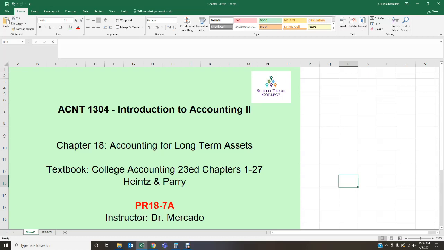Now, this week covers accounting for long-term assets. In this chapter, we're going to learn about different types of long-term assets, whether they be tangible, which are assets that have a physical substance, or intangible assets. This could be like patents, copyrights, trademarks, franchises, and goodwill. So we're going to learn about both types of long-term assets.